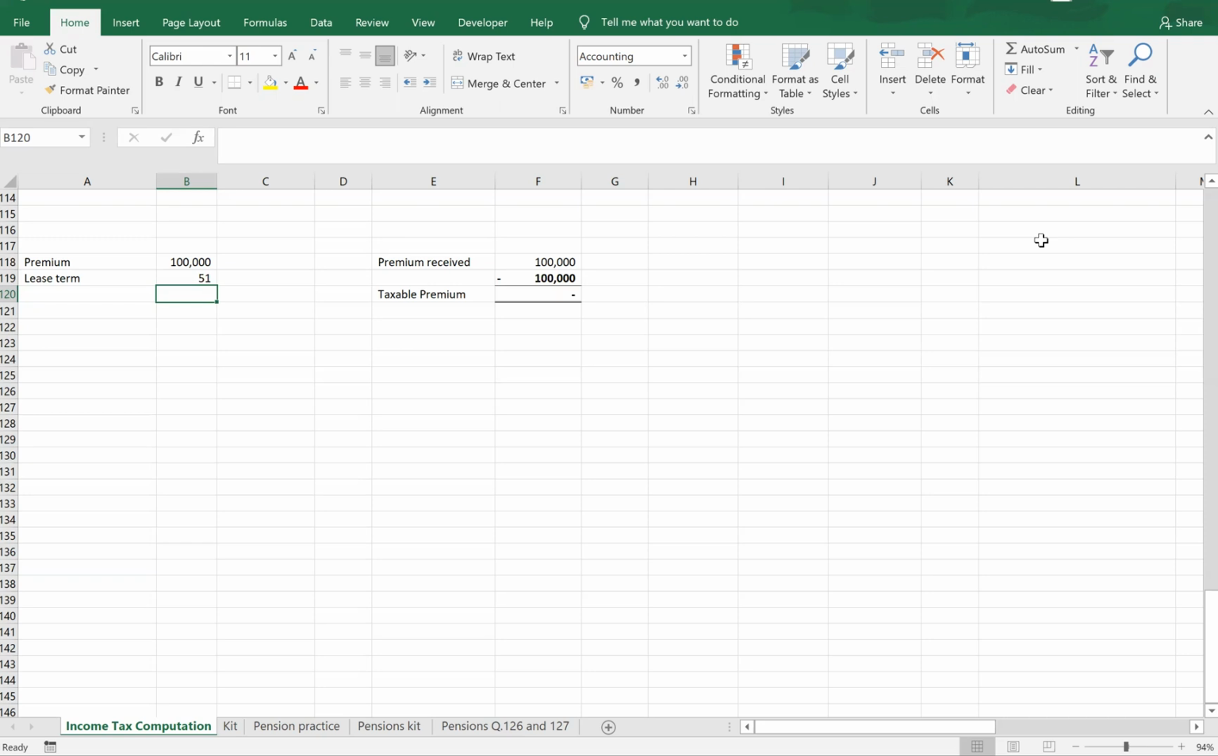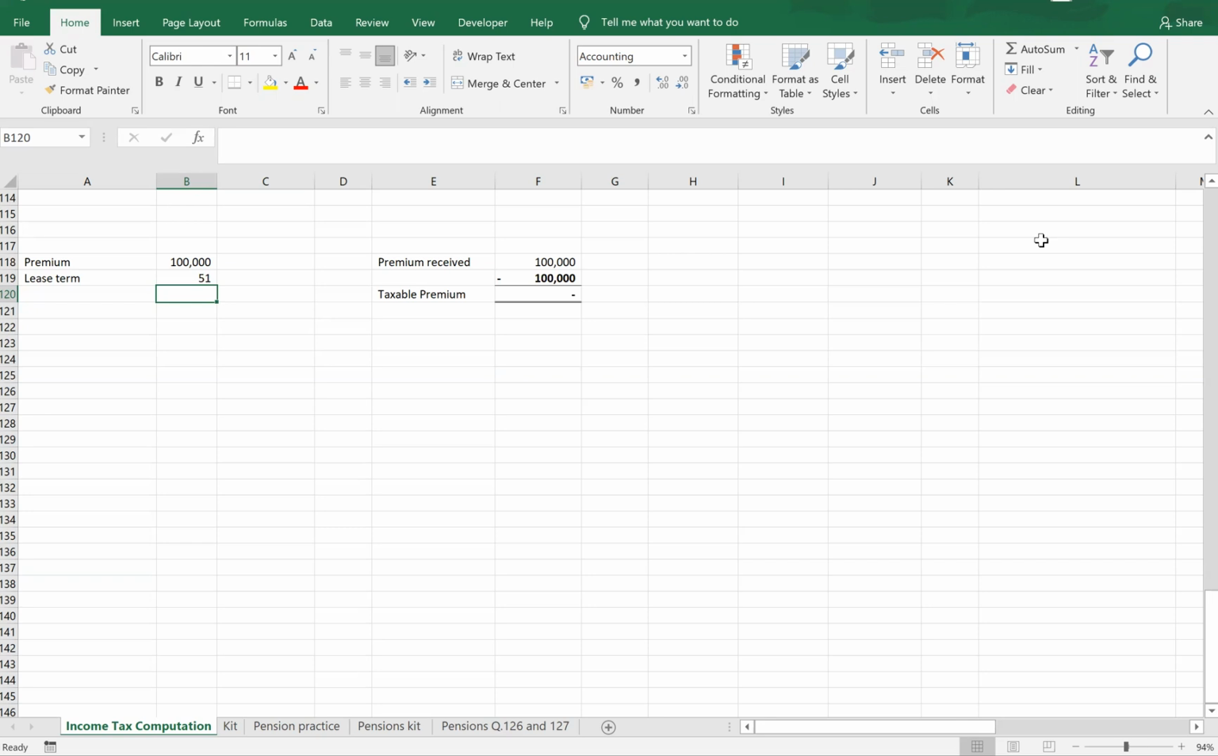Because this is what the economics of the transaction says, according to HMRC. If the lease term is more than 50, not equal to 50, more than 50, that means 51 or more, in that situation the landlord has actually disposed of the property. HMRC treats it as if the landlord has disposed of the property, and whatever premium he has received is actually disposal proceeds on the property.